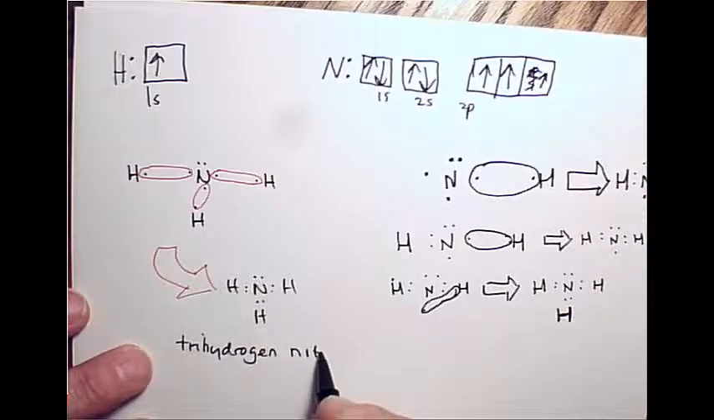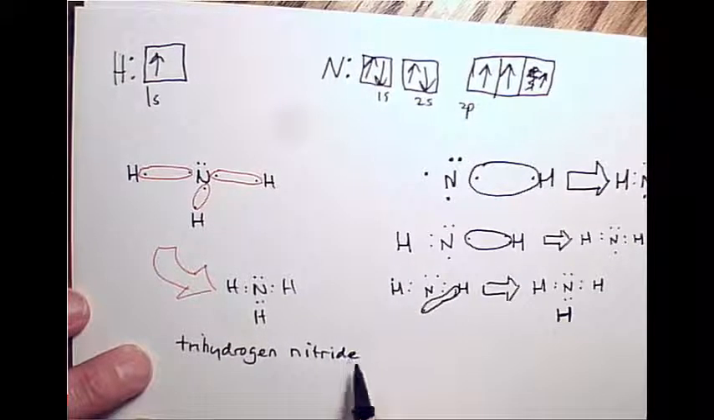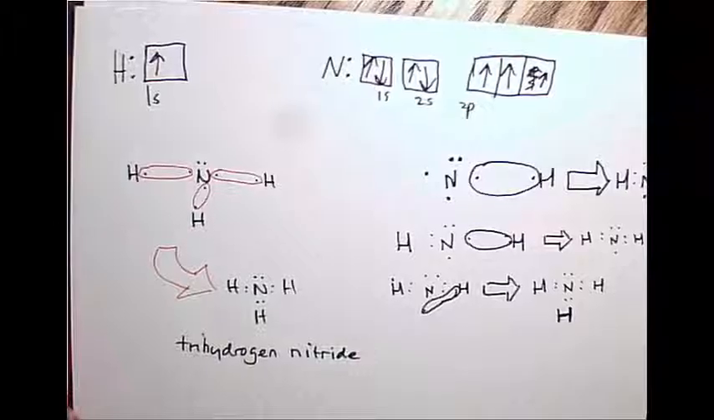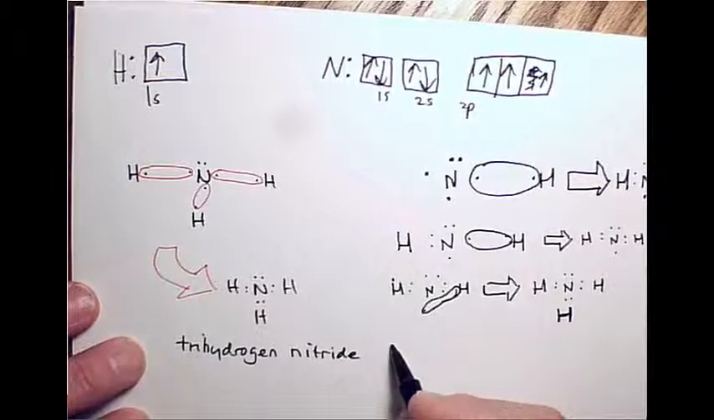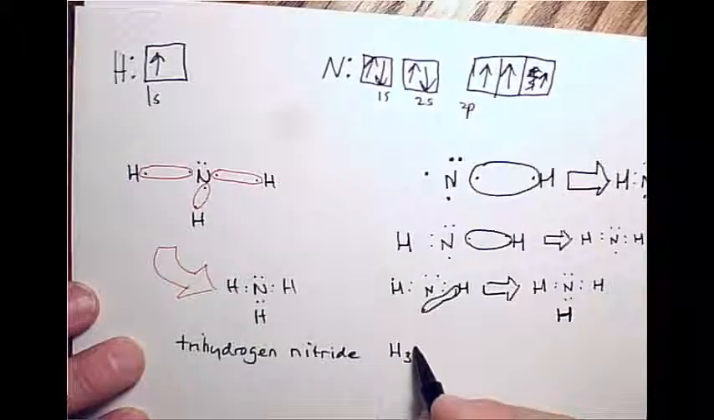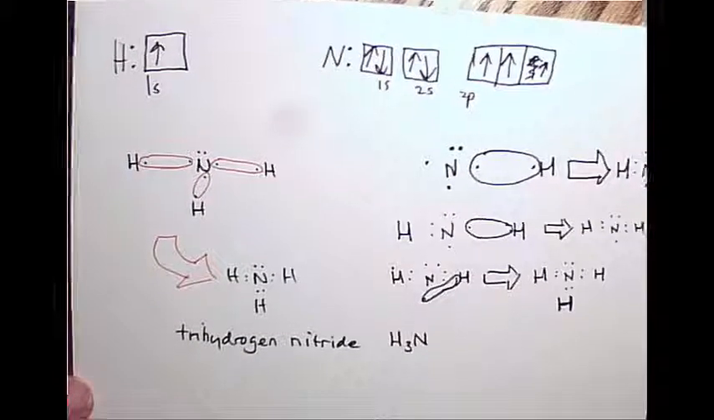So if we're using the IUPAC system, generally speaking, we're going to name this as trihydrogen nitride. Okay? Trihydrogen nitride. If we're going to put it together as a formula, trihydrogen nitride would be written as H3N.